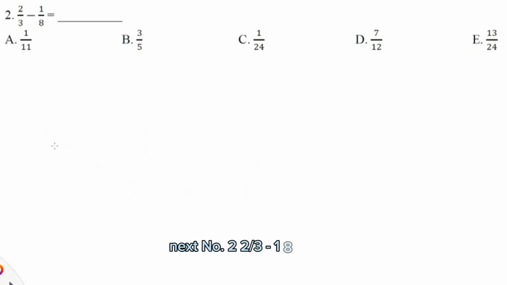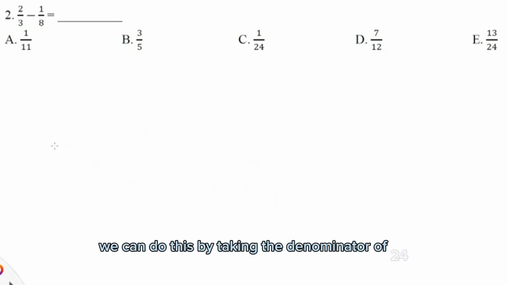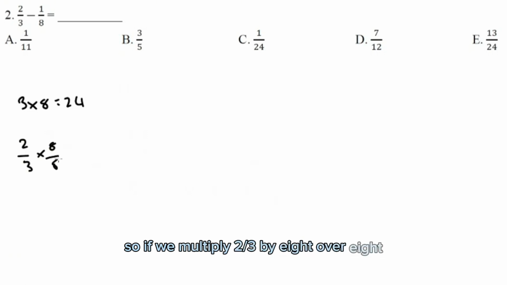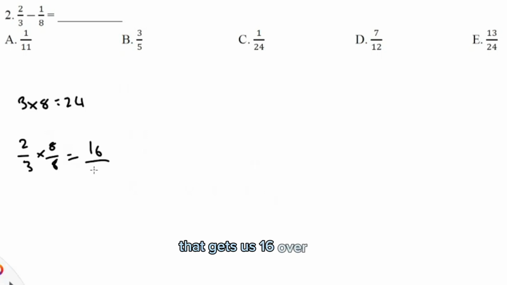2/3 minus 1/8. Alright, so to solve this problem, we have to bring both fractions under the same common denominator. We can do this by taking the denominator of 24, because 3 times 8 is 24. So if we multiply 2/3 by 8 over 8, that gets us 16 over 24. And you might be thinking, 8 over 8 is 1, which means it's just 2/3, right? Well, we want to bring them under the same common denominator, so we have to multiply it by 8 over 8.